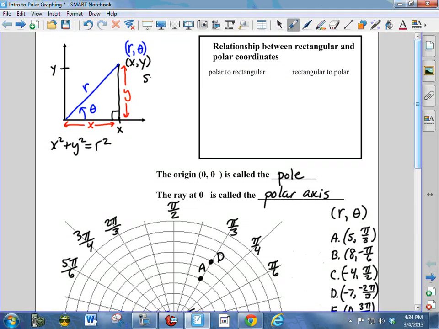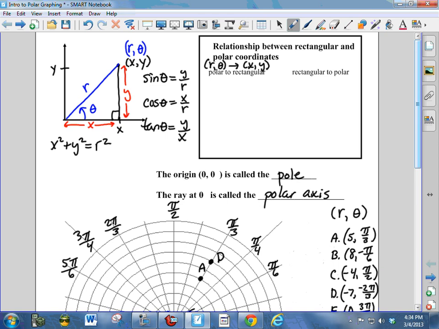Sine of theta is equal to y over r. Cosine of theta is equal to x over r. And tangent of theta is equal to y over x. So if I'm going from polar to rectangular, in other words, I know r and theta, and I want to find x and y, basically I want to find an equation that I can plug r and theta into and figure out what x is, and I can plug r and theta into and figure out what y is.